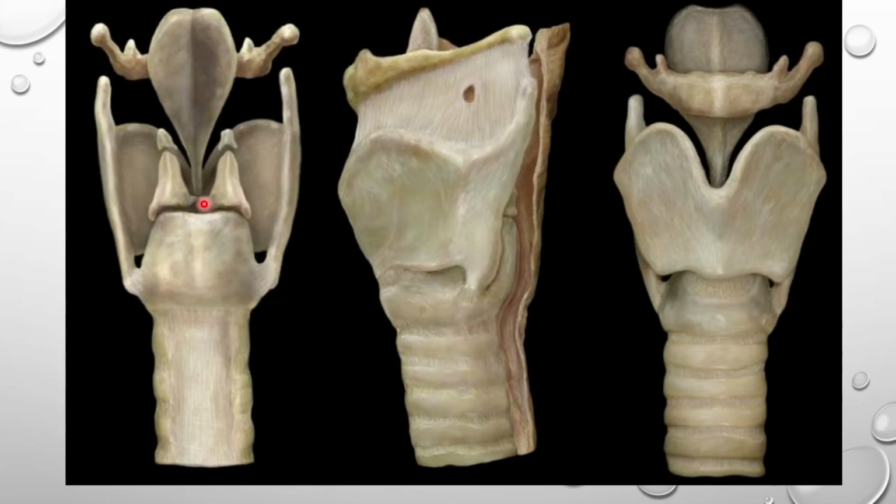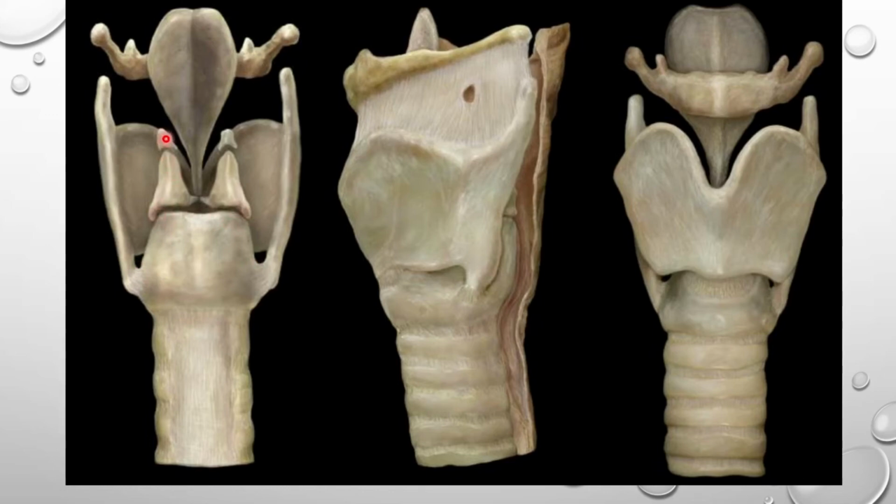So we have 2 arytenoid cartilages, they're here. So this is a posterior view, as I said. This is the right arytenoid cartilage and this is the left arytenoid cartilage. And movement of the arytenoid cartilages actually controls the opening and closing of your vocal folds. And they sit on the posterior aspect, the upper surface of your cricoid cartilage posteriorly.